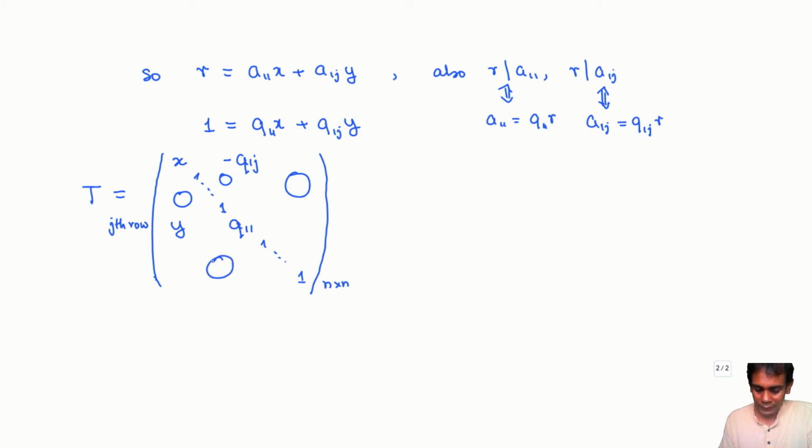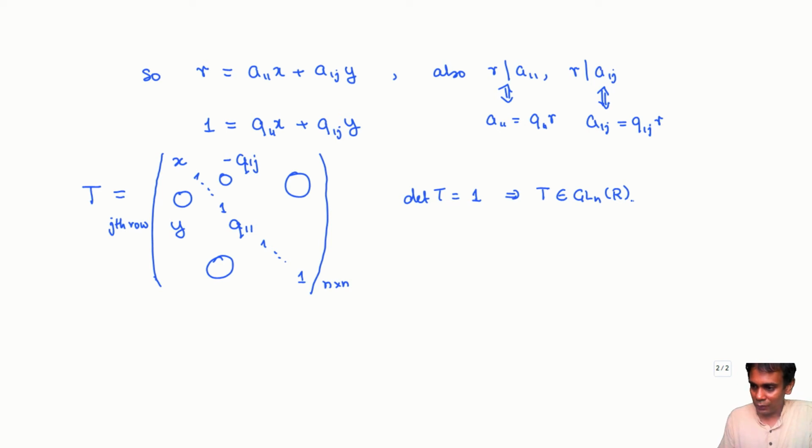So the only interesting part is that it's basically the identity matrix, except that the two diagonal entries are changed to x and q11, and the corresponding off-diagonal elements are y and minus q1j. Then note that the determinant of T is equal to, well, it's basically the identity matrix, so the only thing that matters is the determinant of this 2 by 2 block. So it's x times q11 plus y times q1j. So the determinant of T is 1, which implies that T belongs to GLN R.